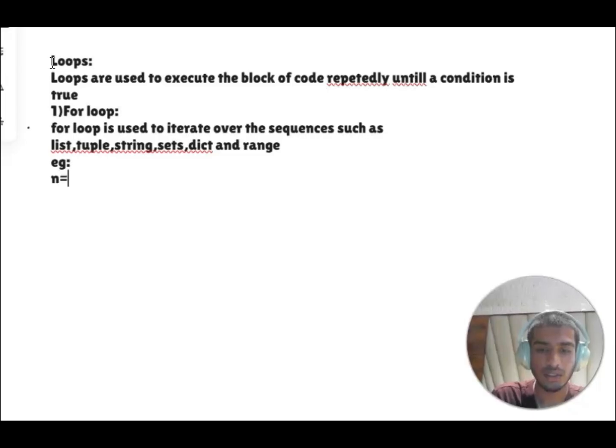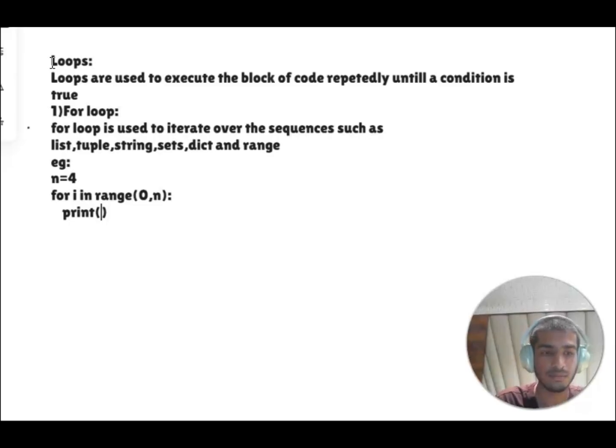Let us take n as a value of 4. If you want to print up to 4, you can use a for loop: for i in range, creating a variable i. Give an indentation here and print the value. Let's try this in VS Code once.